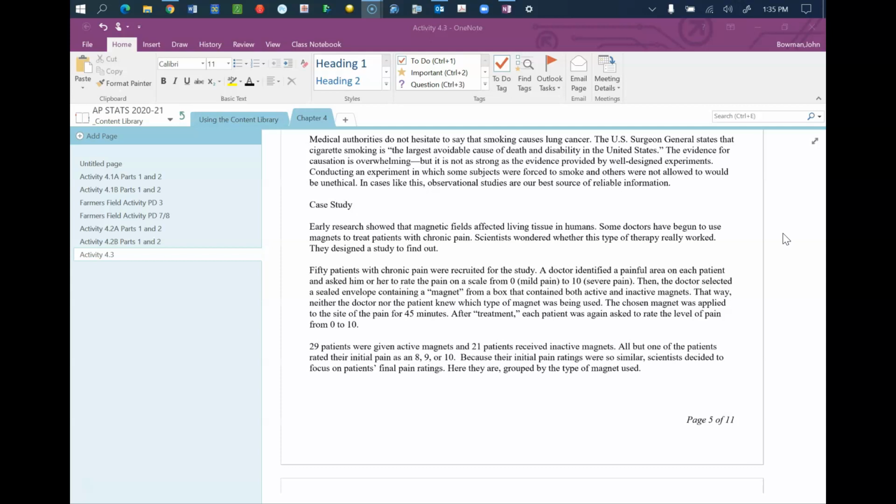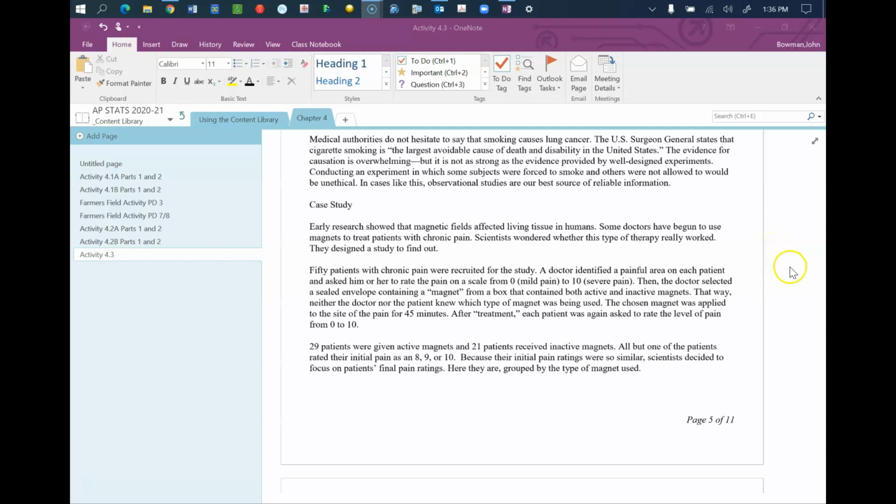Early research showed that magnetic fields affected living tissues in humans. Some doctors have begun to use magnets to treat patients with chronic pain. Scientists wondered whether this type of therapy really worked. They designed a study to find out. 50 patients with chronic pain were recruited for the study. A doctor identified a painful area on each patient and asked him or her to rate the pain on a scale from 0, mild pain, to 10, severe pain.